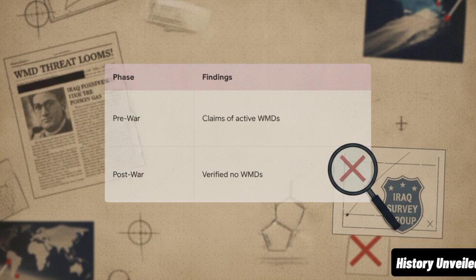exhaustive post-war investigations were being conducted on the ground by groups like the Iraq Survey Group. Their findings, known as the Duelfer Report, officially verified the opposite of those pre-war assertions. No active WMD programs actually existed. This stark discrepancy remains one of the most heavily analyzed and debated aspects of the entire conflict.